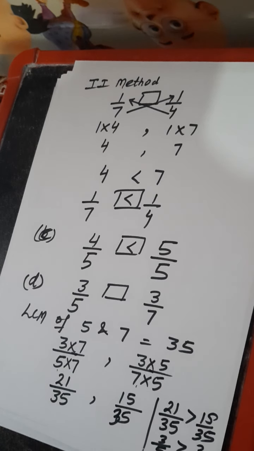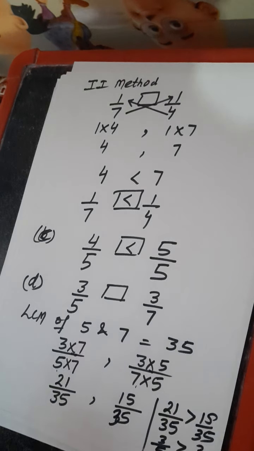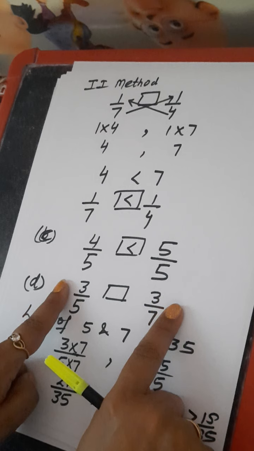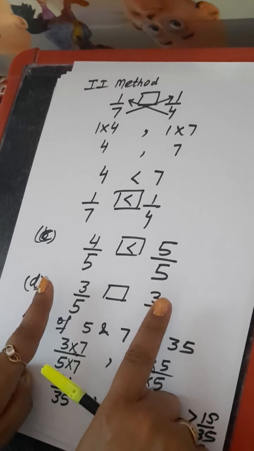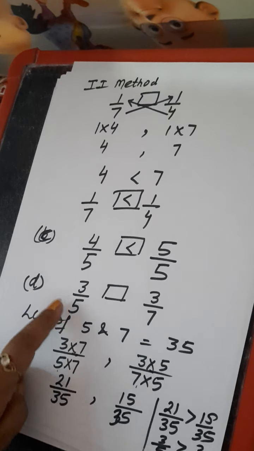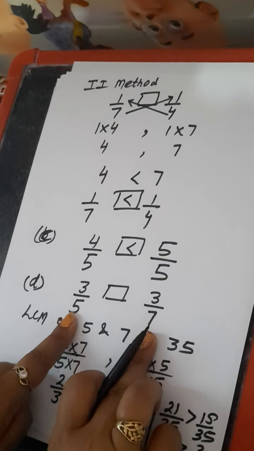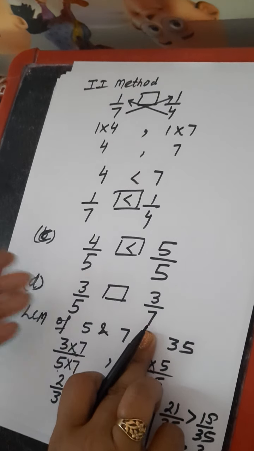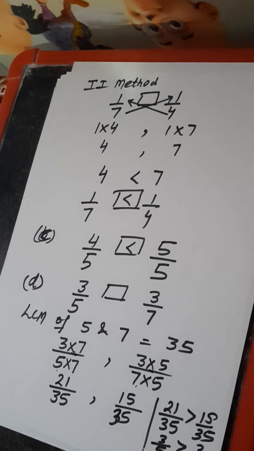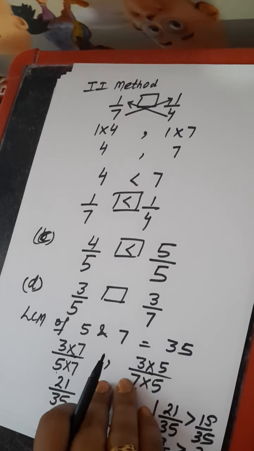Next, if you opt for the cross product method, there is another way. In this, denominators are different but numerators are same. Whenever the numerators are same, you can also compare with the help of the same numerator. In this, 5 is lesser than 7, but they are in the denominator, so we can write 3 upon 5 is greater than 3 upon 7. So it's up to you. Whatever method is convenient to you, you can opt for that. So this is our question number 2.